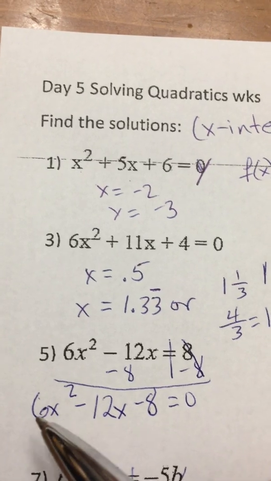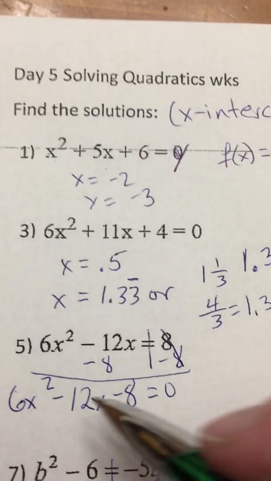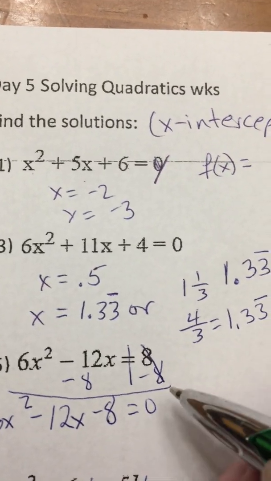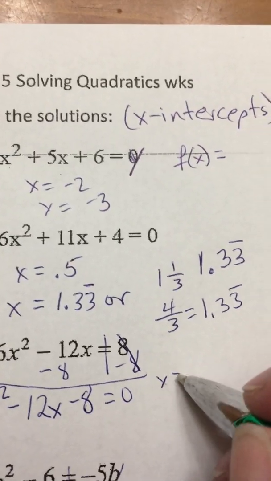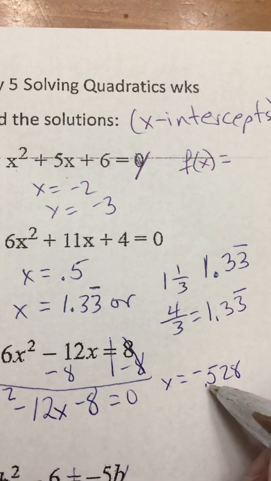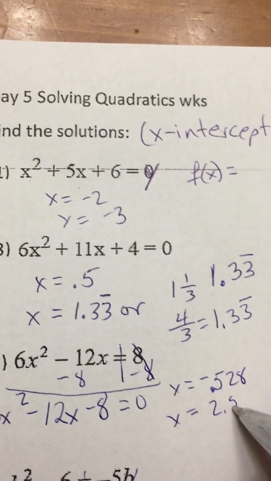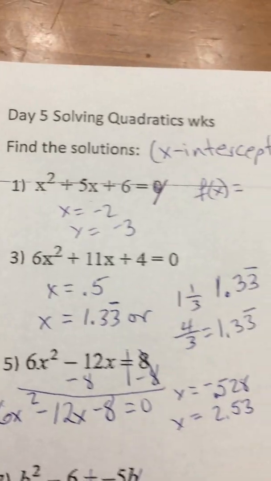Smiley face or frowny face? Smiley face, because a is positive. All the things that we know about this just looking at it. So you put it in the calculator. You came up to two lovely numbers, which were not too lovely. They were negative 0.528, and the other one was x equals 2.53. They're not always pretty numbers, these x-intercepts or solutions.